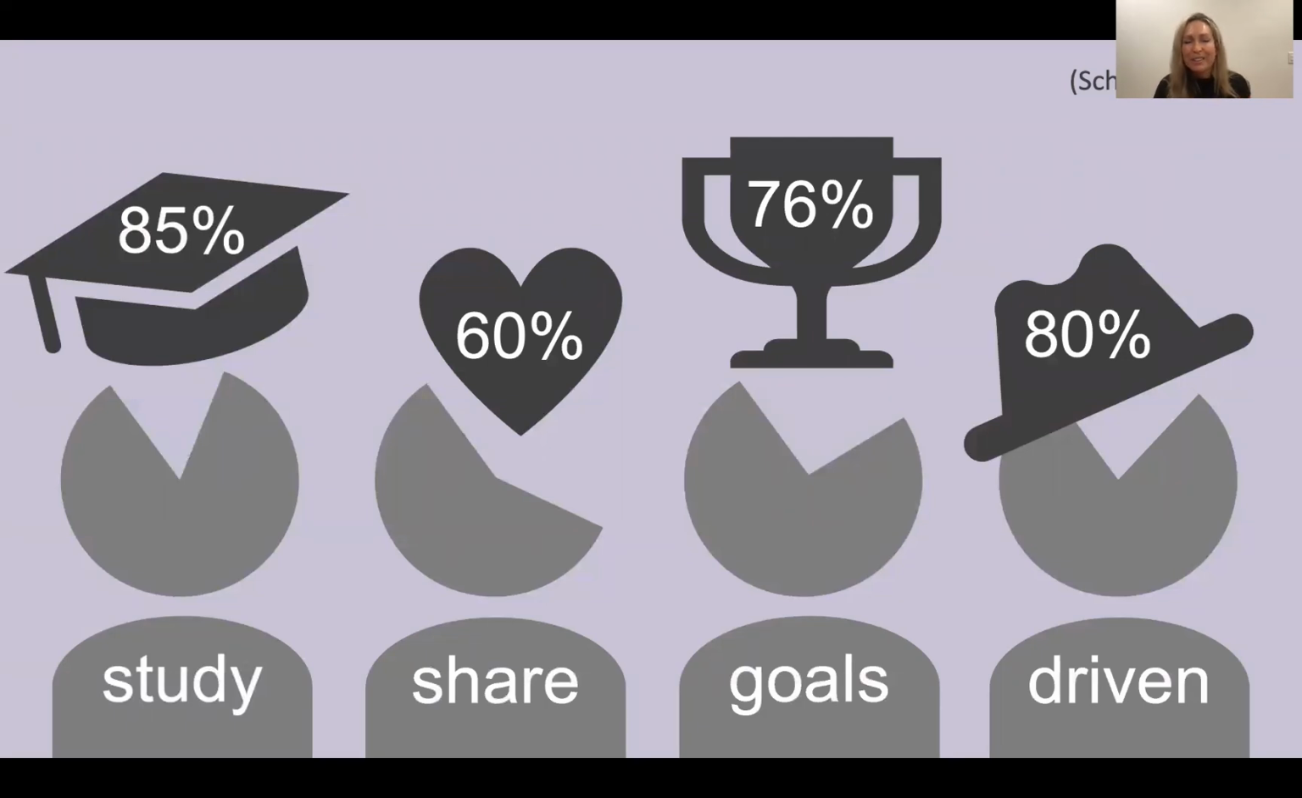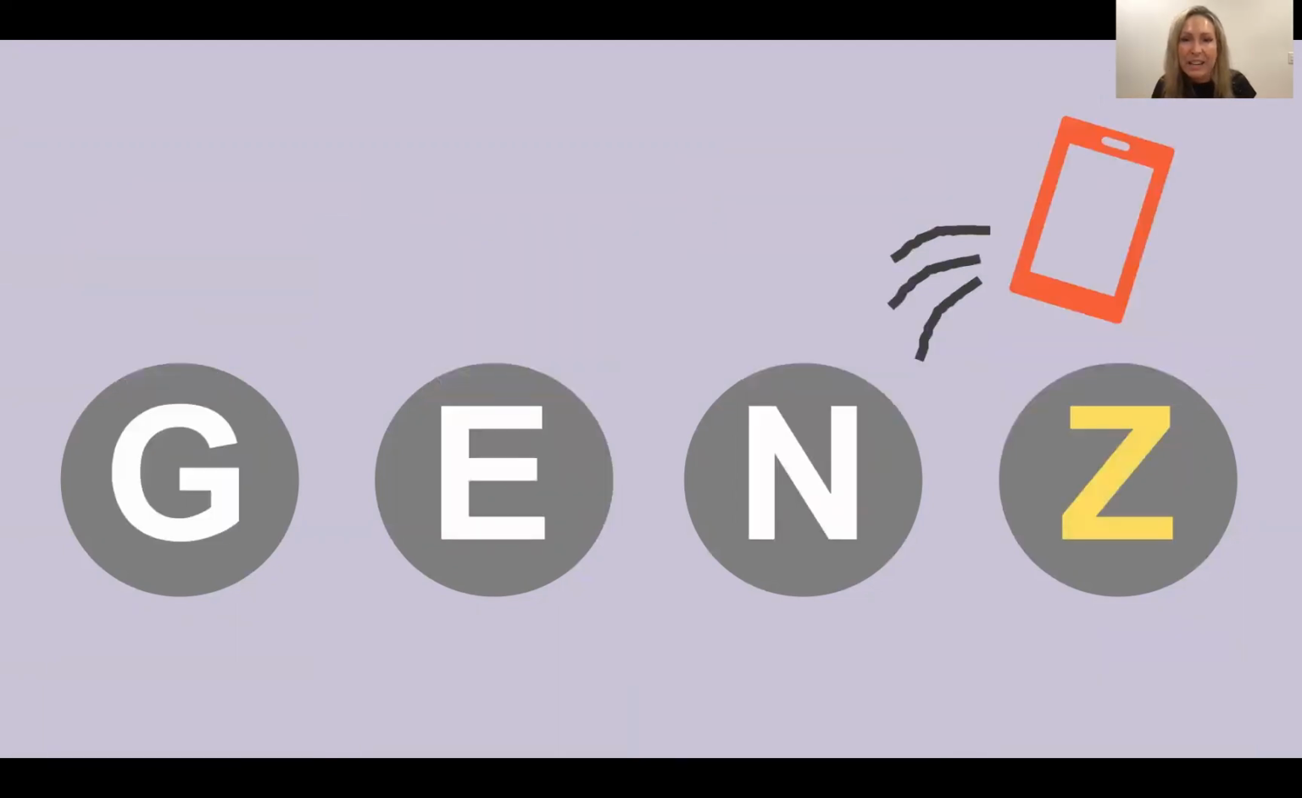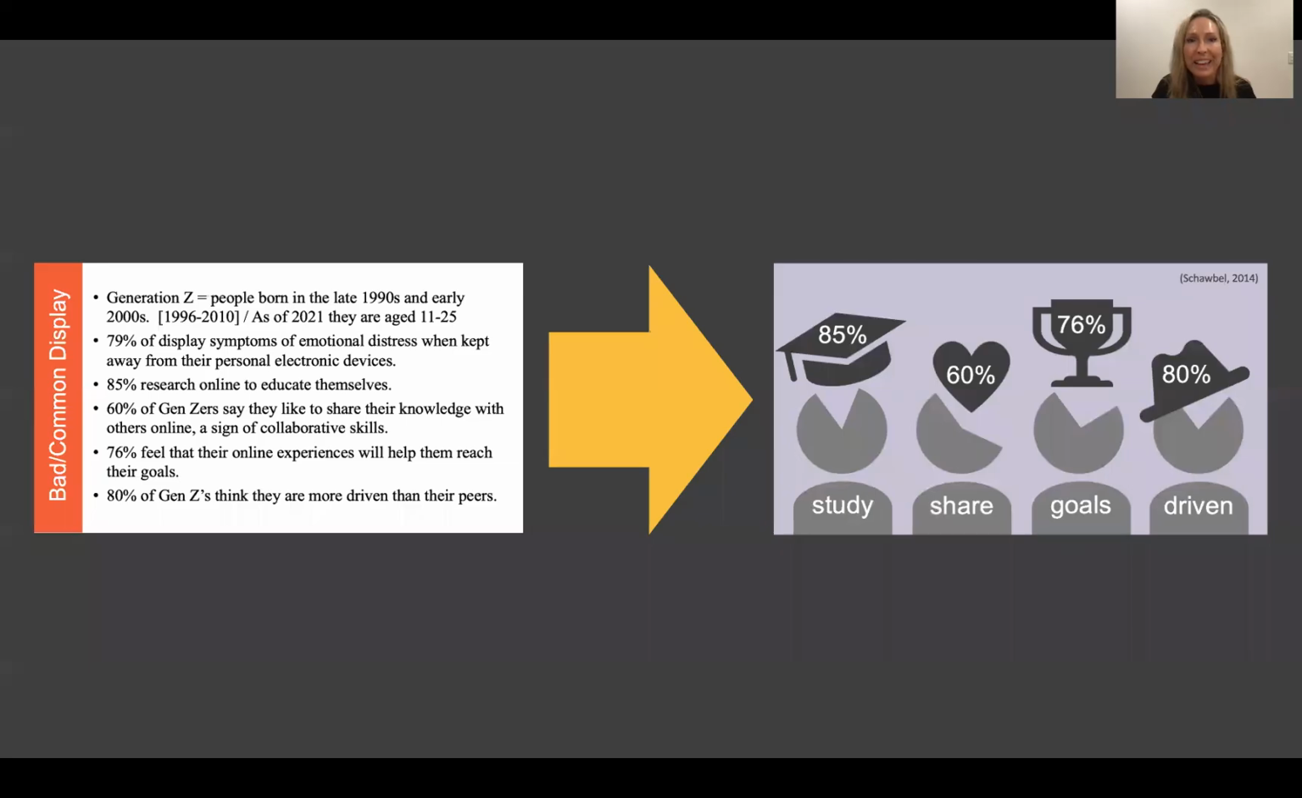So when we consider all of this, we realize that those devices are a tool that they feel they need to achieve their goals, and they're feeling they're driven enough to achieve those goals, but they need this device for that. So now when we take a look at data on how they're emotionally distressed when that device goes away, now we can have some more understanding and more sympathy.